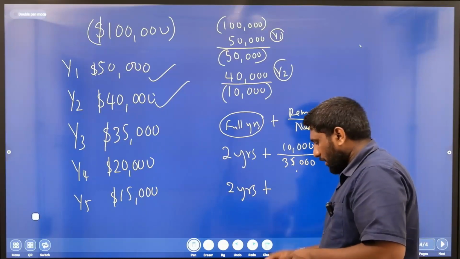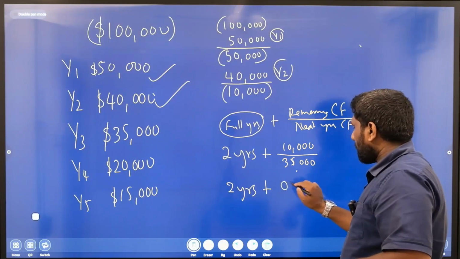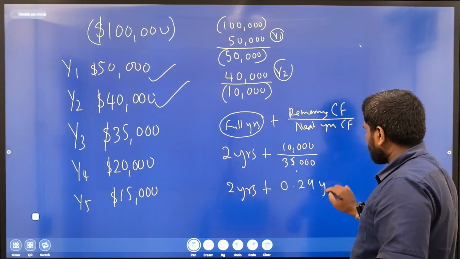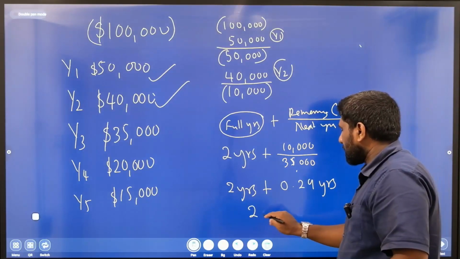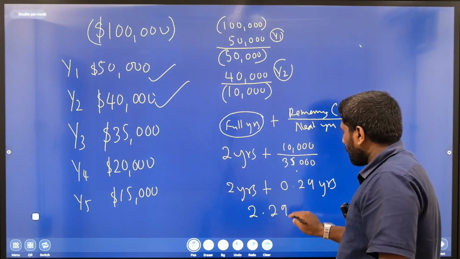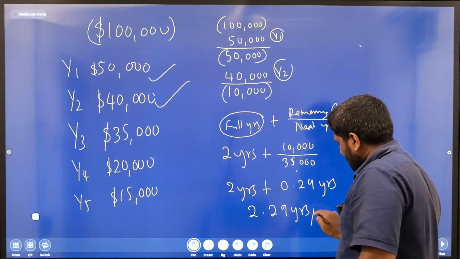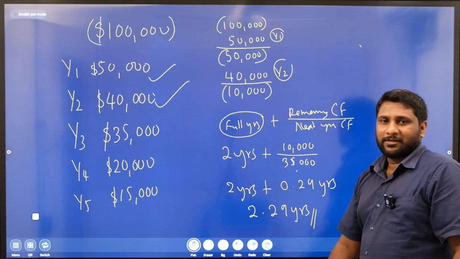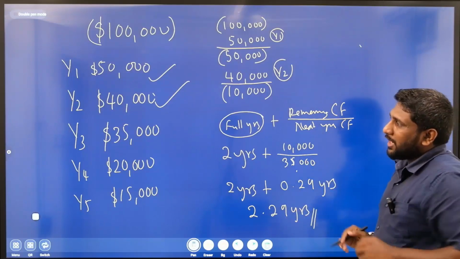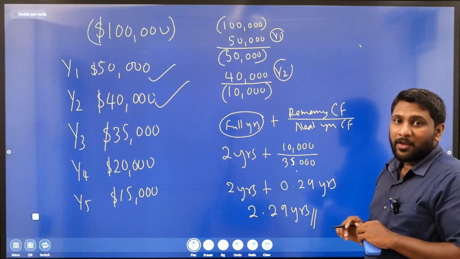I am getting 0.29 years. Then here, what's the answer? 2.29 years. So this is how you can do a calculation if your cash flows are not the same.